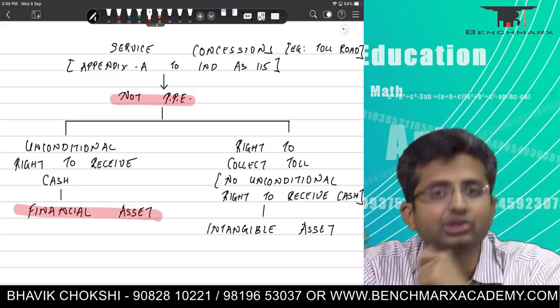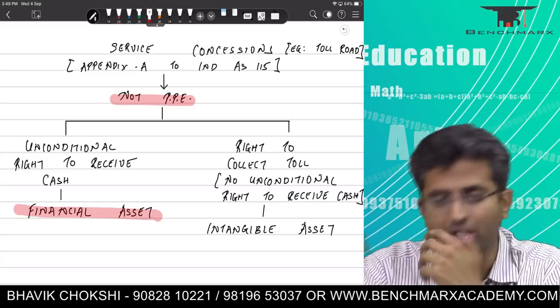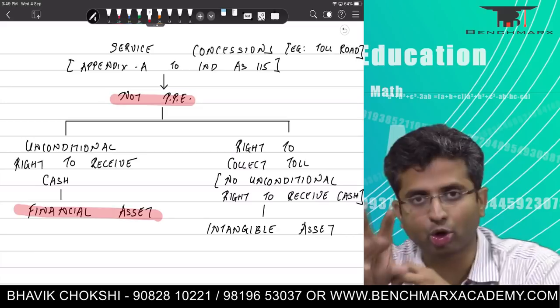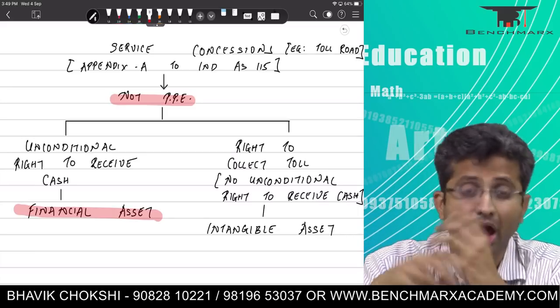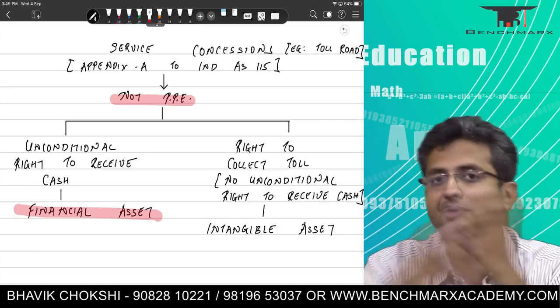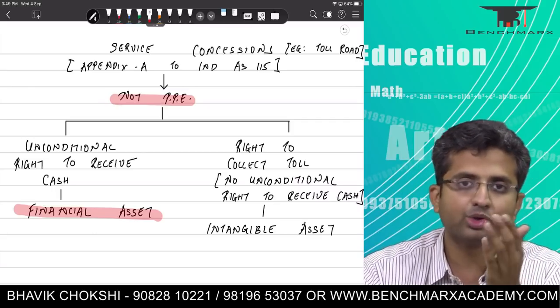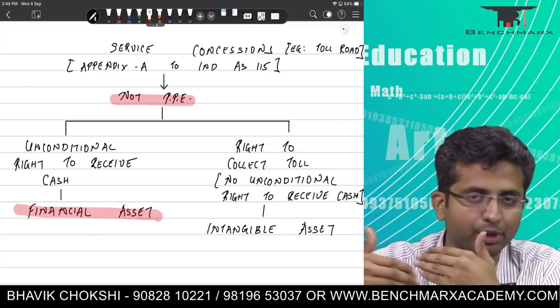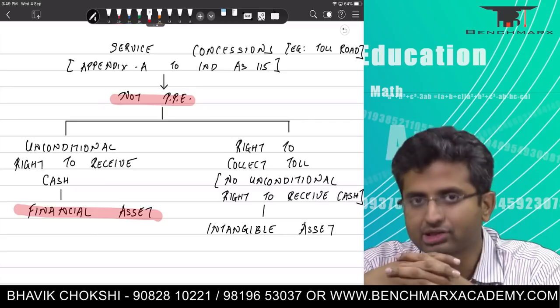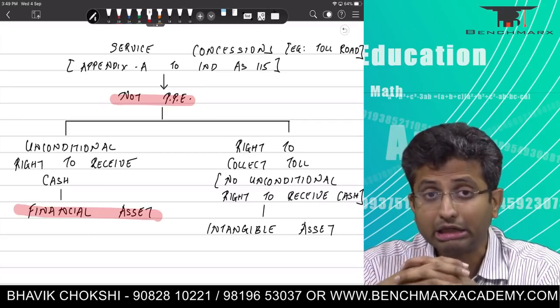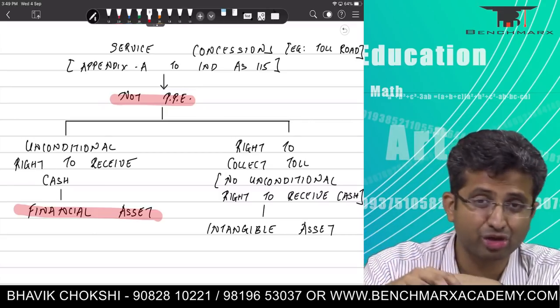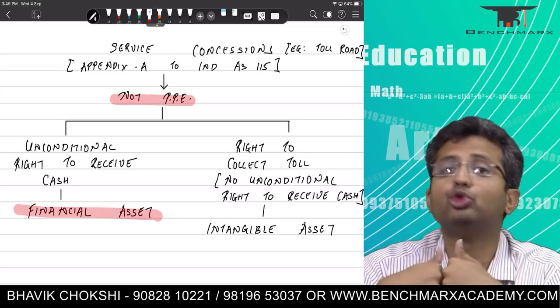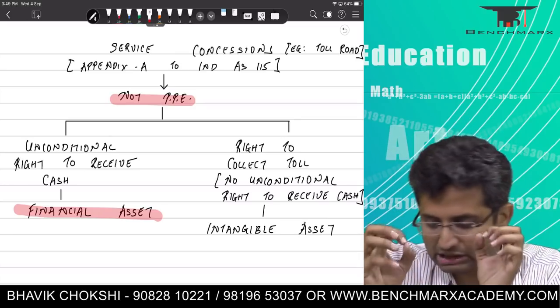But what the government does give you is a right to collect toll. Now, is that a contractual right to receive cash? An unconditional right to receive a fixed amount of cash? No. More people use the road, you will collect more toll. Less people use the road, you will collect less toll. And as a result, what you do have is a right on an intangible asset where you can get future economic benefits.